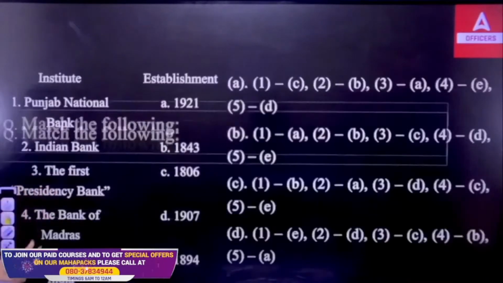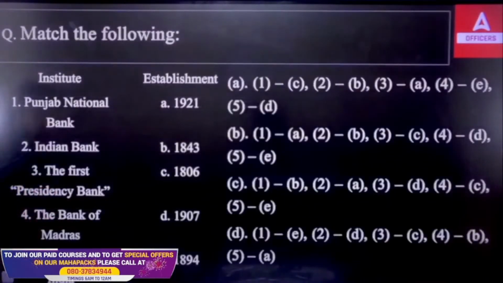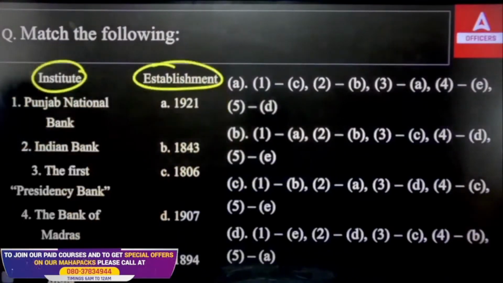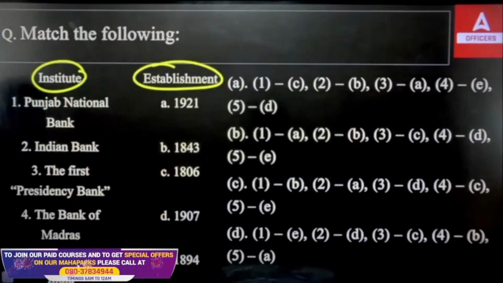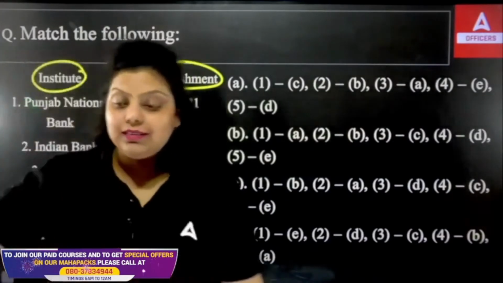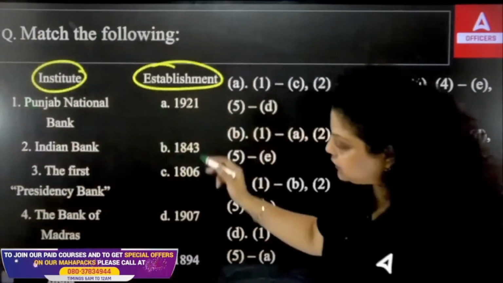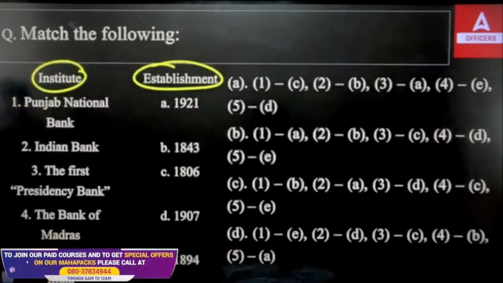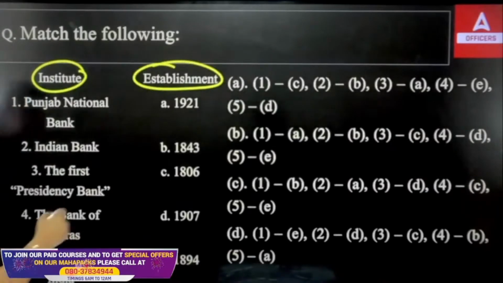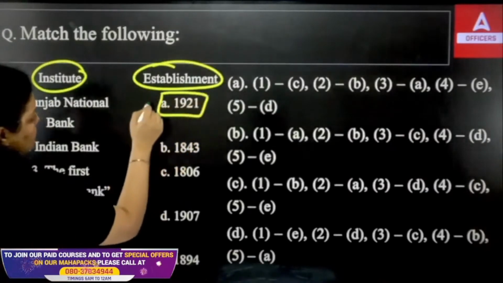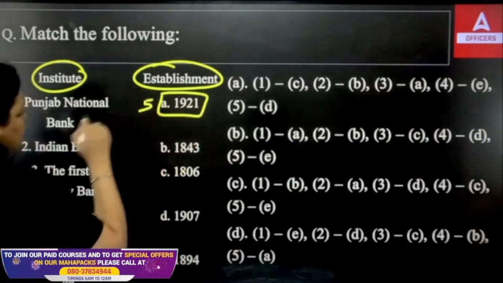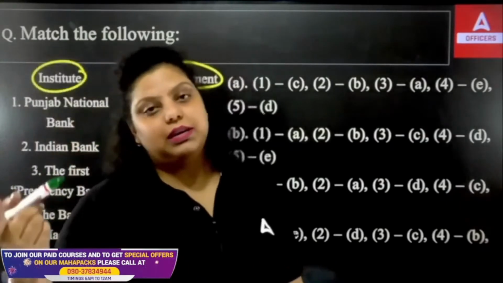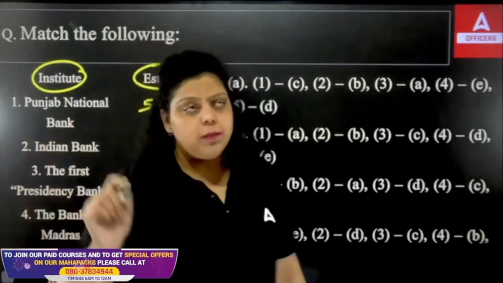Next question. Match the following. So we have institutes here, we have the establishment of the institutes, and we have to match them. So first let's see, out of these 5, which bank's establishment you know? So I know the establishment of Imperial Bank of India. Imperial Bank of India was established in the year 1921, that is 5th. Because after the merger of all the Presidency Banks, we created the Imperial Bank of India. So I remember the year.